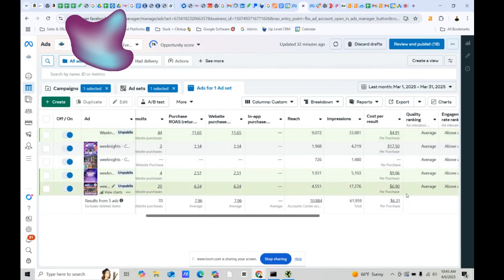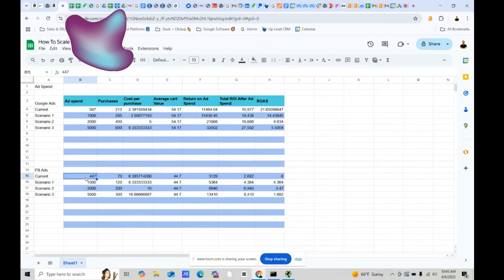Now, of course, some are more expensive than others. So how could we optimize this any further? We could just shut this one off and go from there. But that's in a different video. So let's go back to scaling the ads. Okay, so we spent $447. We received 70 purchases. It is costing us approximately $6.38.